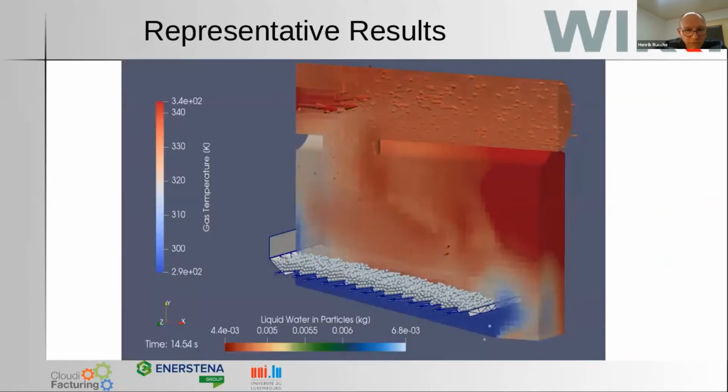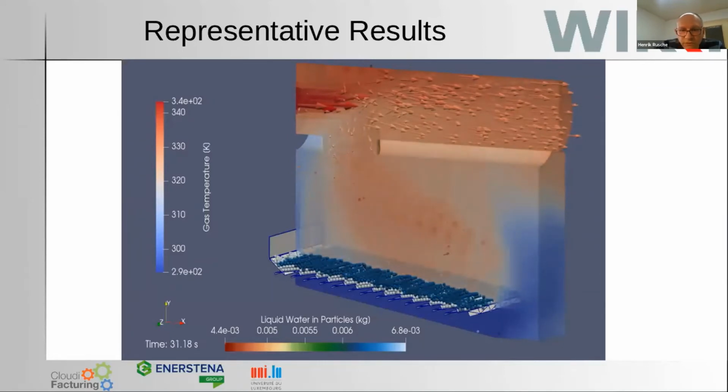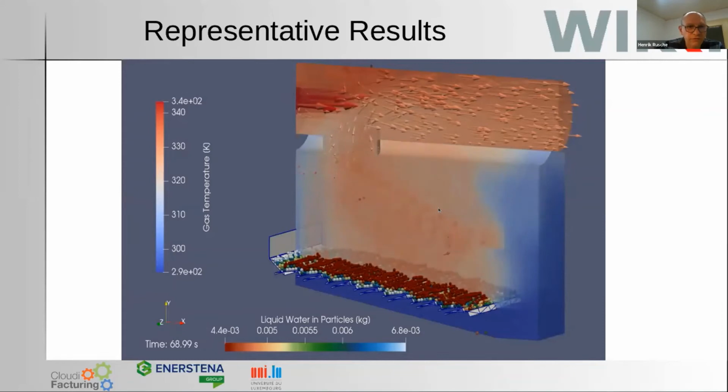So that was rather dry in terms of CFD, and so I brought some eye candy for you. What you see here is a simulation, a video of a running furnace. You can spot the grate transporting particles down the grate. The color on the particles is the liquid water, and the color in the air is the gas temperature.